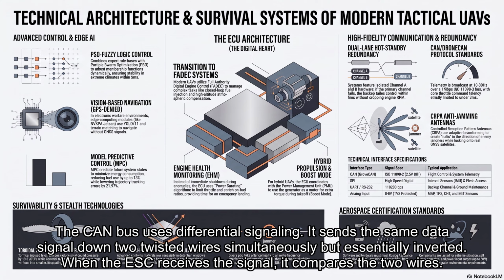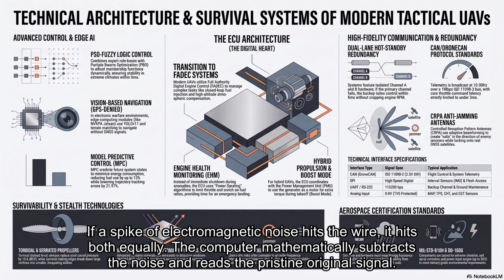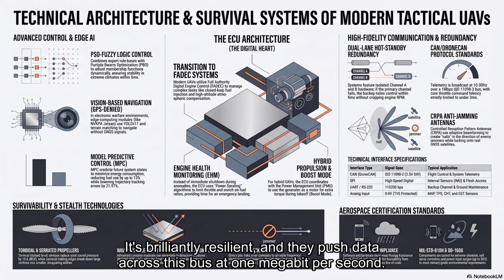The CAN bus uses differential signaling. It sends the same data signal down two twisted wires simultaneously, but essentially inverted. When the ESC receives the signal, it compares the two wires. If a spike of electromagnetic noise hits the wire, it hits both equally. The computer mathematically subtracts the noise and reads the pristine original signal. It's brilliantly resilient, and they push data across this bus at 1 megabit per second.